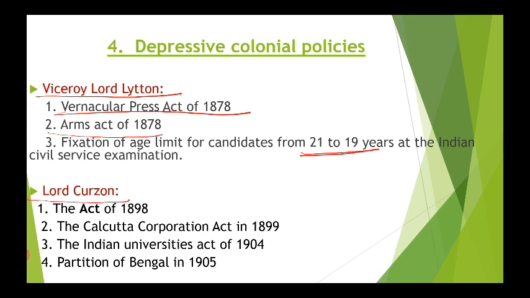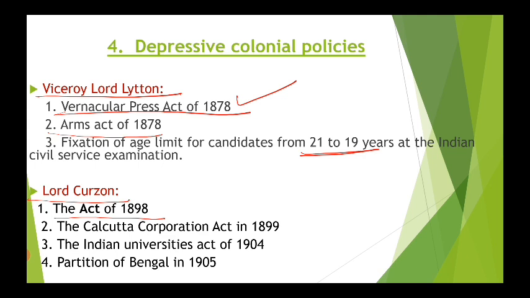This Act of 1898 made it an offence to provoke people against the British, which is in connection with the Vernacular Press Act of 1878. If they cannot publish anything against the British, it is the same as the Act of 1898. So according to this act, what will happen? Nobody can gather against the Britishers.